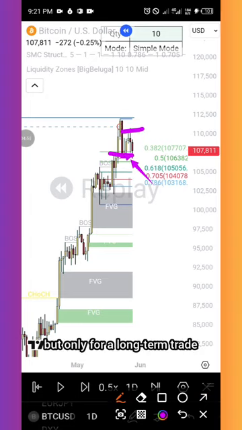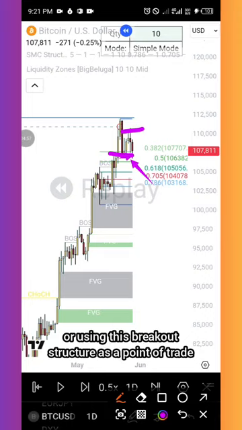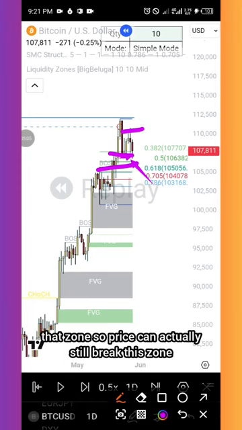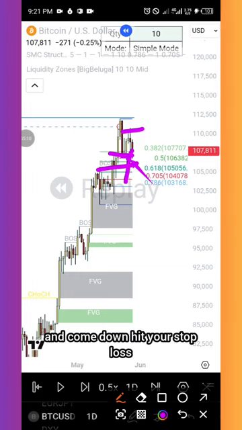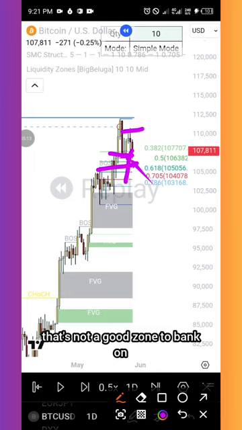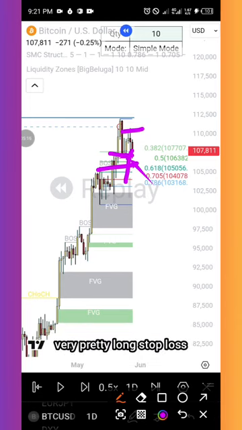But for a long term trade, you cannot be assured of using this break of structure as a point of trade because price did not spend more time breaking that zone. So price can still break this zone and come down, hit your stop loss and still go up. So that's not a good zone to bank on when it comes to trade, except you have a pretty long stop loss. So let's see what happens next.